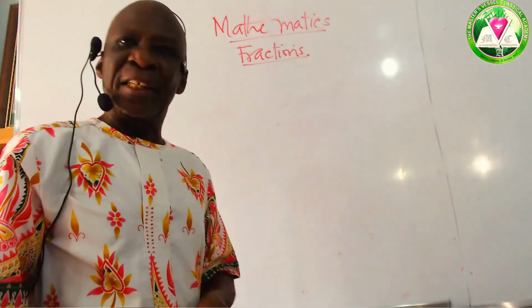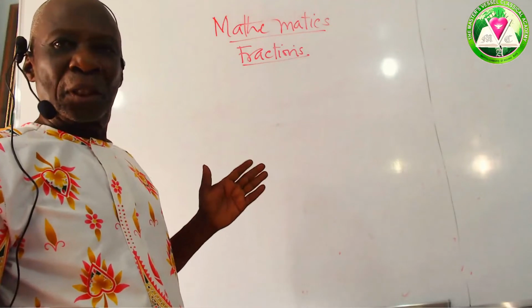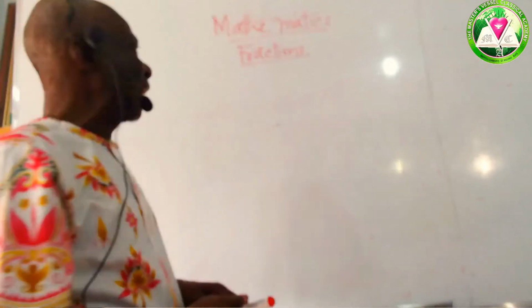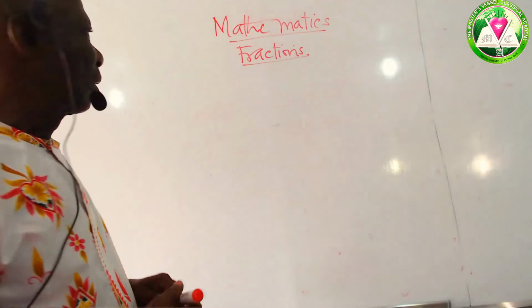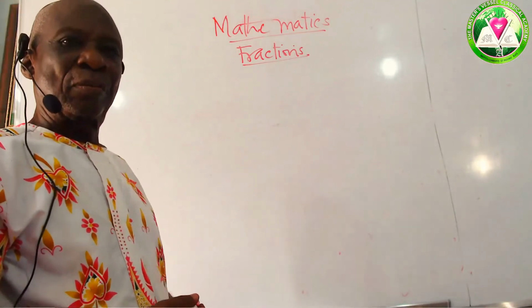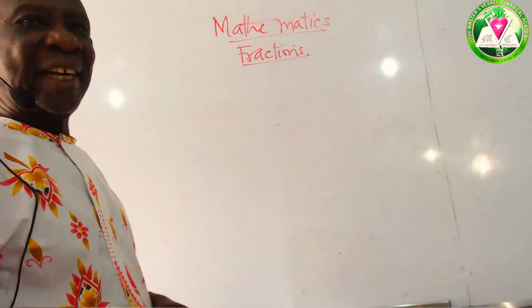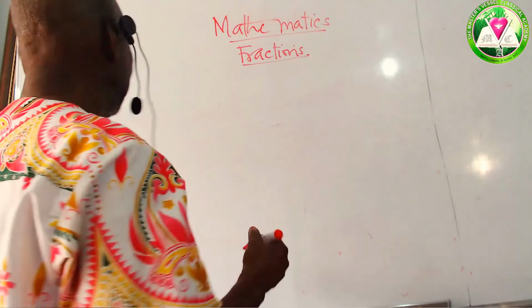We shall consider this topic following the given outlines, three in number. One, definition. Two, types. And three, ability to identify.